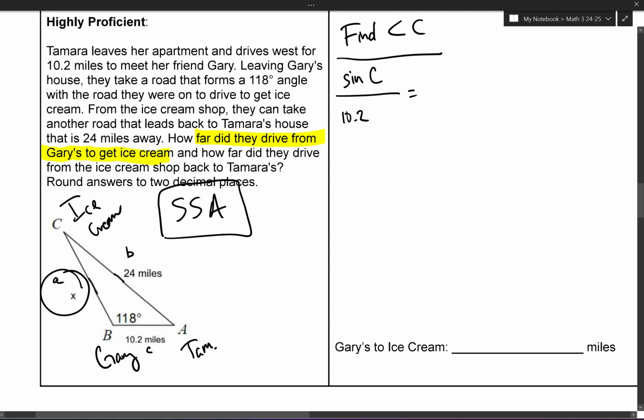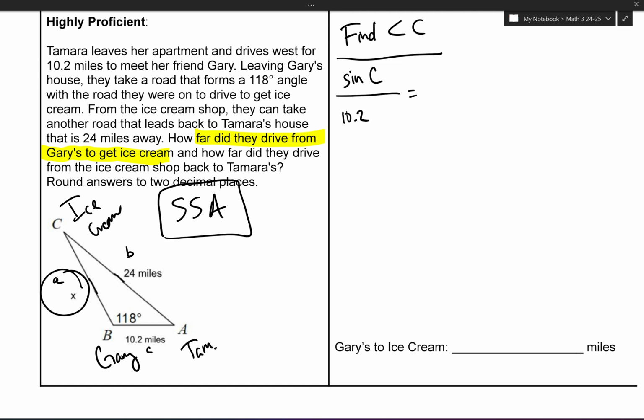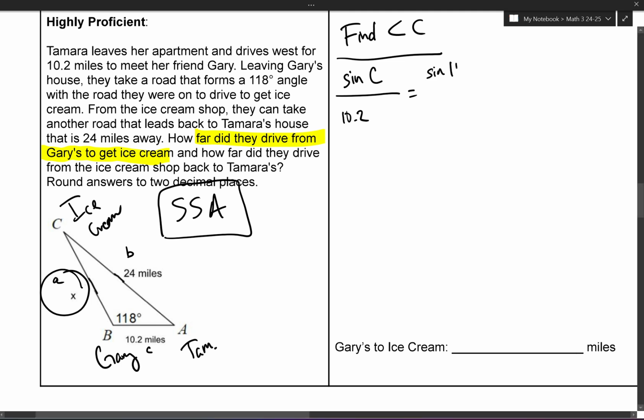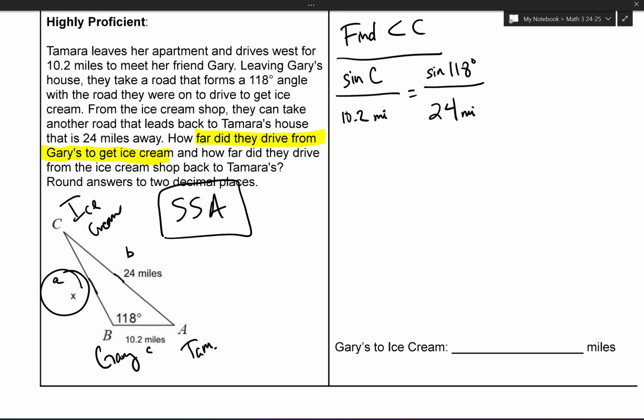I set that equal to two other pieces of information. What do I have? Well, I don't have the A's. I don't have an angle A or side A. I have the B's, though. So I'm going to set them equal to the B's. The sine of angle B, which is 118 degrees, over side length B. I have one variable here, which is C.